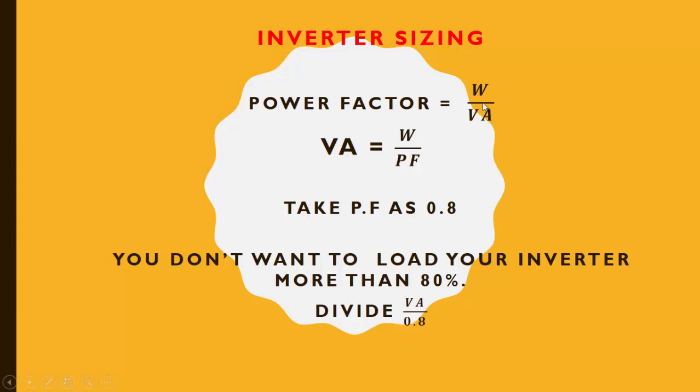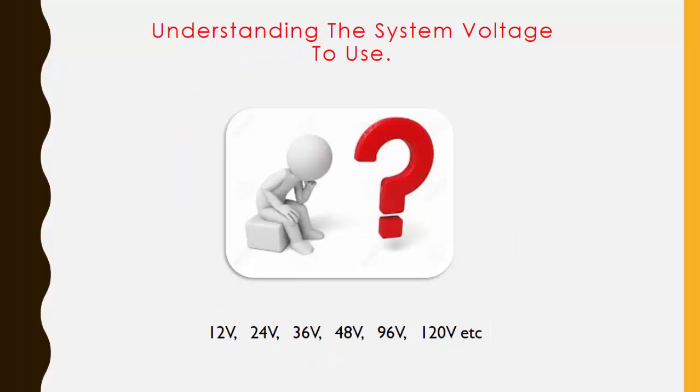So if you do a cross multiplication, your VA will be your watt divided by the power factor. So if you take power factor as 0.8, then from there you can get what the size of your inverter will be. Now, you don't want to load your inverter more than 80%, so it's better to divide the size you've gotten here of your inverter by 0.8 so that you can have a gap so that the inverter will not be overloaded and so that it can be more efficient.